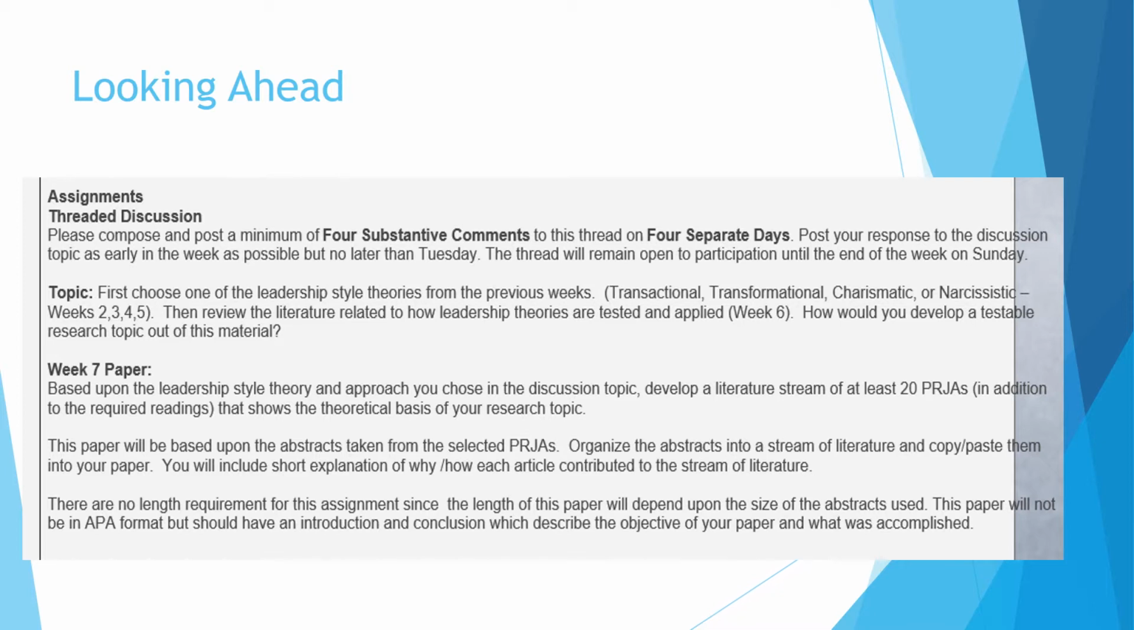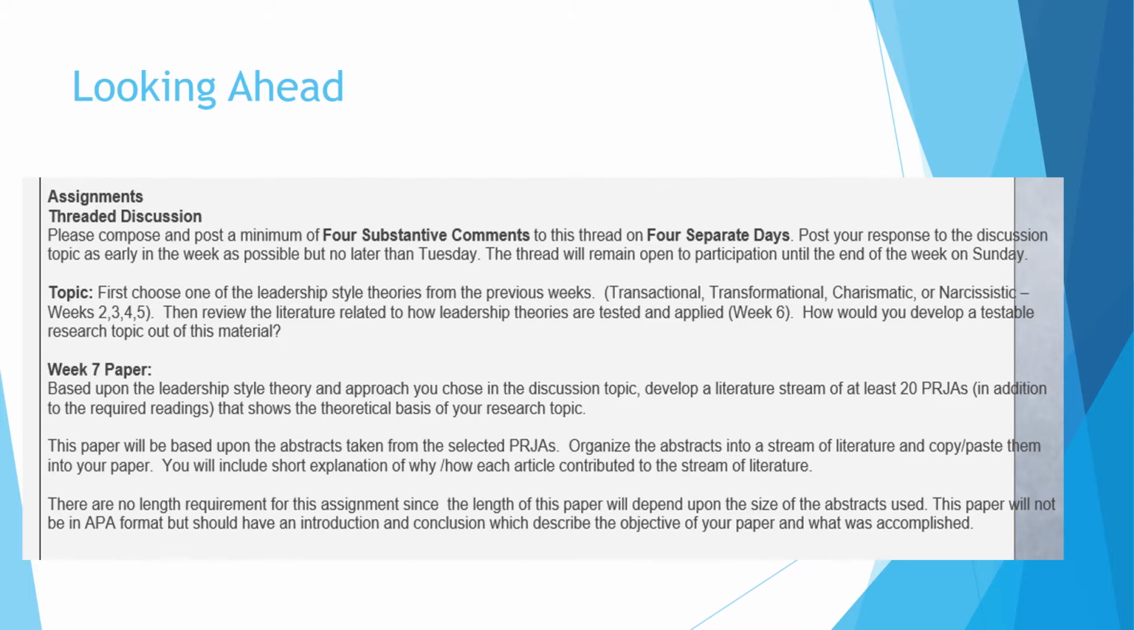So looking ahead, since we're approaching the end point of the class here, it's a good idea to see what's coming up. And I know some of you already asked me questions about this because this is a little bit different type of assignment than we normally have with our papers. So the discussion post is going to be looking at the 4 leadership style theories that we've talked about. What I'd like you to do is choose one of the 4 and then consider it in the context of the week 6 literature, which shows how these theories are tested and applied to see if they actually do what they say they're supposed to be doing.